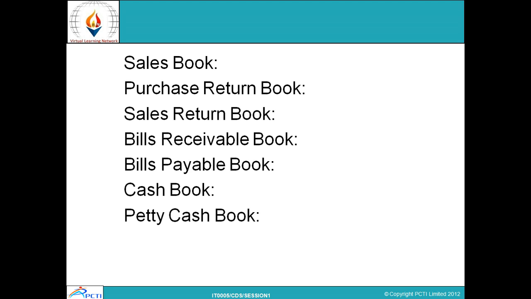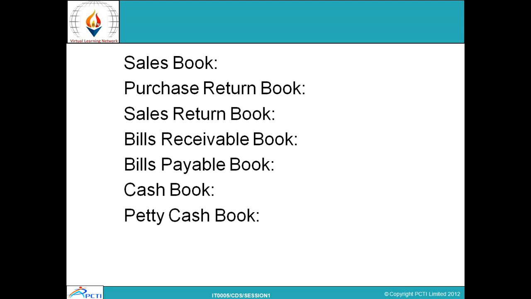As we discussed the subsidiary book, another subsidiary book we are discussing is the sales book. What do you mean by the sales book? As the name says, sales book or sales day book are the same. Sales book contains the details of credit sales of goods made during a particular period. The total of sales book is transferred to the ledger, and this is called a sales account.